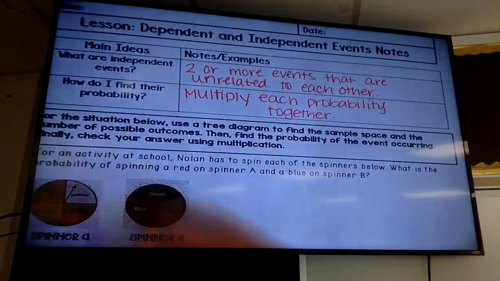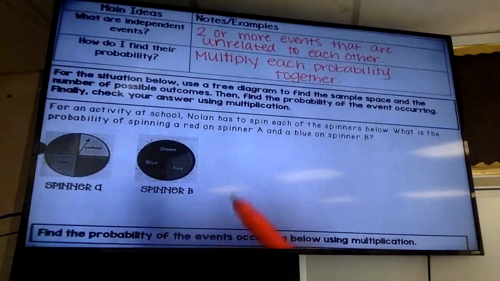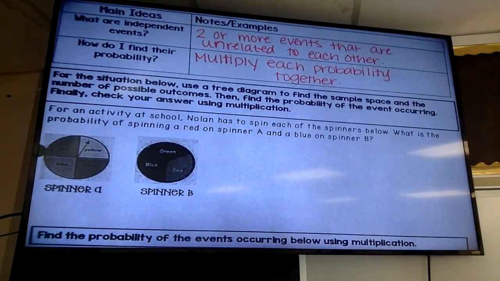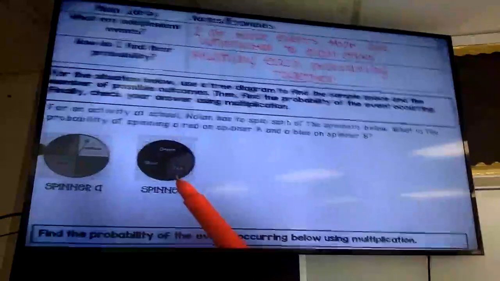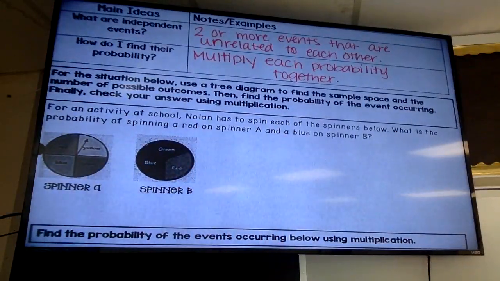So here's what we're going to do. We're going to practice our tree and sample space just one more time, but then we're going to use multiplication to check our answer. It says, for the situation below, use a tree diagram to find the sample space and the number of possible outcomes. Then find the probability of the event occurring. Finally, check your answer using multiplication. So for an activity at school, Nolan had to spin each of the spinners below. What is the probability of spinning a red on spinner A and a blue on spinner B?